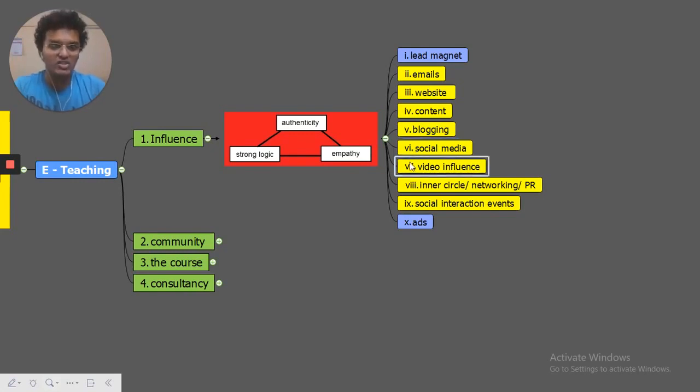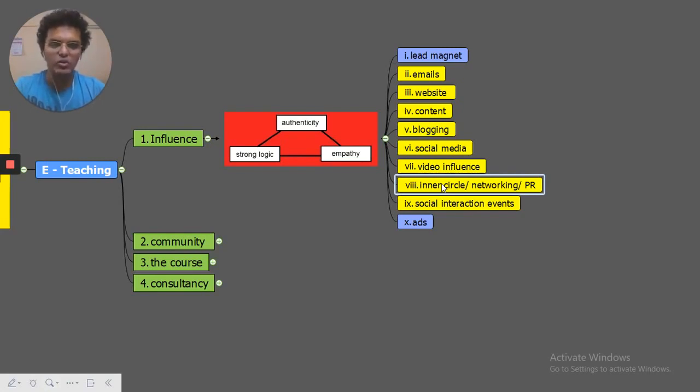You also have to have a strong video influence. You need to be able to communicate your content via videos, be comfortable with the camera, be able to articulate and connect with your viewers via video influence. 8 and 9 are important aspects in regards to building your influence in a social way.